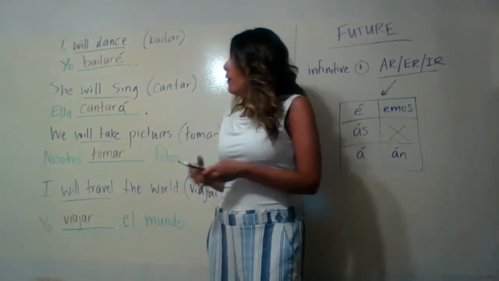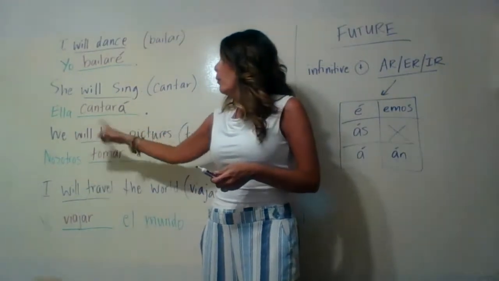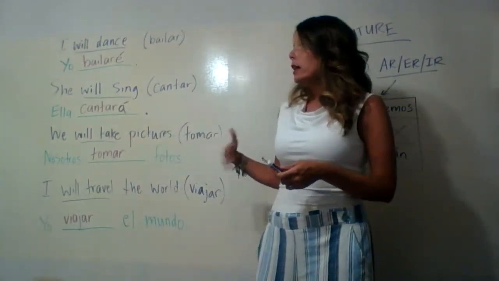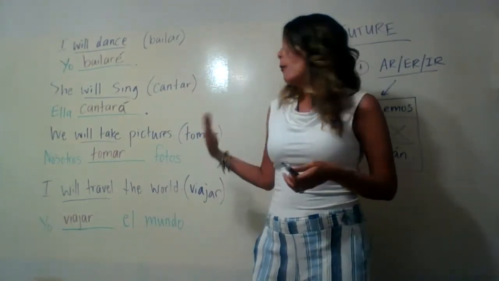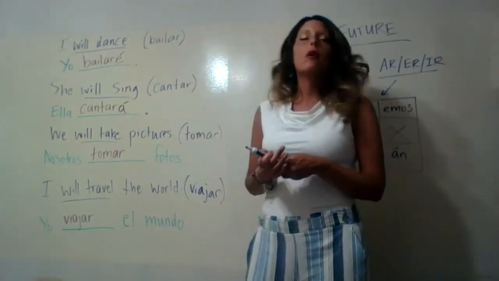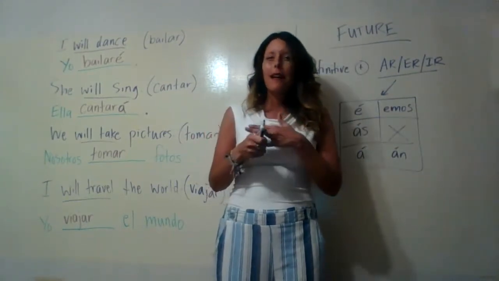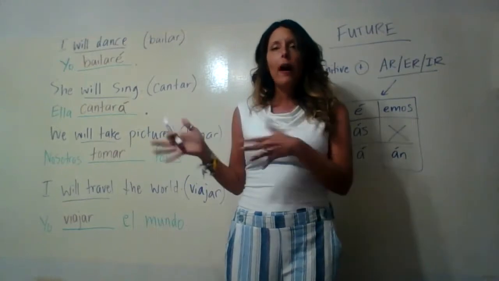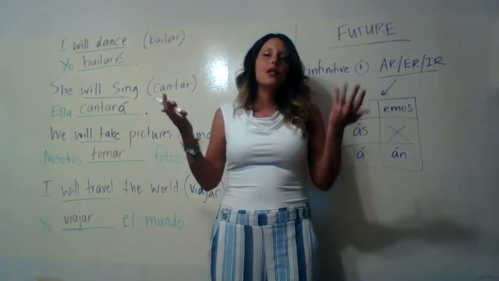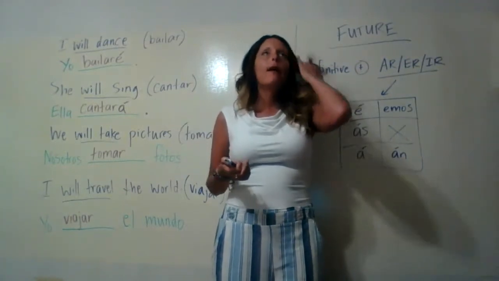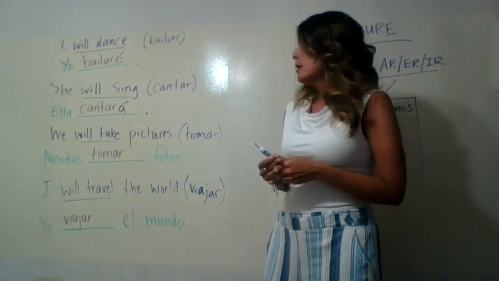Then we have the next sentence, just switching up the subjects a little bit. We have, we will take pictures. We're going on vacation, let's say, and we will take pictures. So when we're talking about taking pictures, we can either use the verb tomar or sacar. You will hear tomar fotos or you will hear sacar fotos. Doesn't really matter which one you use. They're both really common, and it just doesn't matter.